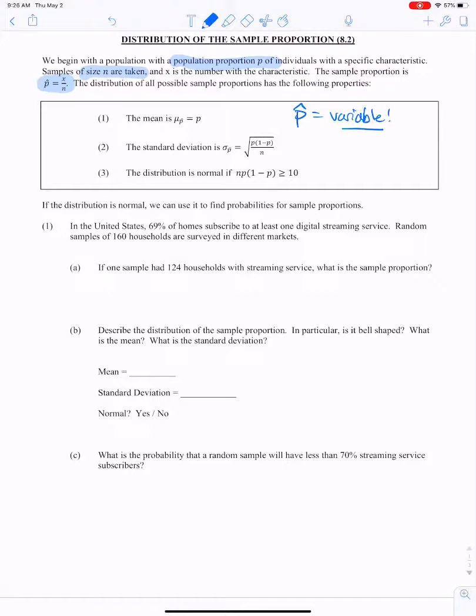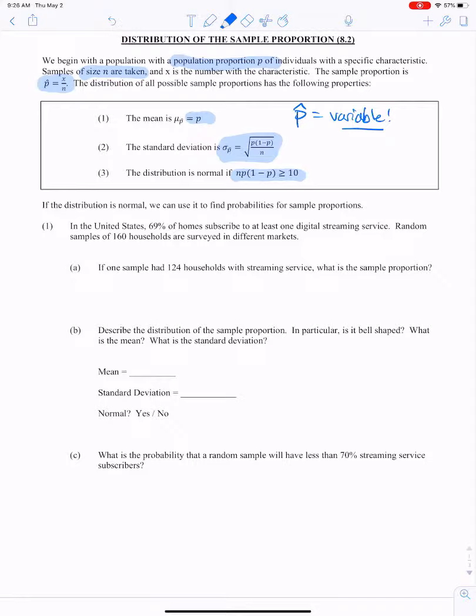And we know that the mean is equal to whatever the population proportion is. And the standard deviation is given by this crazy formula right there, where we have to do the square root of the proportion from the population times 1 minus that proportion divided by n. And the last thing is whether or not it is normal. That condition has to be checked by making sure that this product is greater than or equal to 10. That's the same thing we used with binomial probability distributions to decide if the binomial distribution was normal or not, if it was bell-shaped.